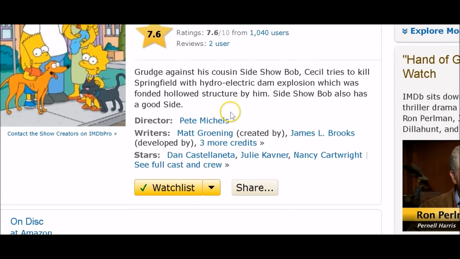Just to read you the short summary here, it says: grudge against his cousin Sideshow Bob. Cecil tries to kill Springfield with a hydroelectric dam explosion, which was a hollowed structure funded by him. I don't know what that means, but he embezzles during the construction, and so anyway, Sideshow Bob, who has been a killer in the past, turns around and tries to save the children, Bart and Lisa.